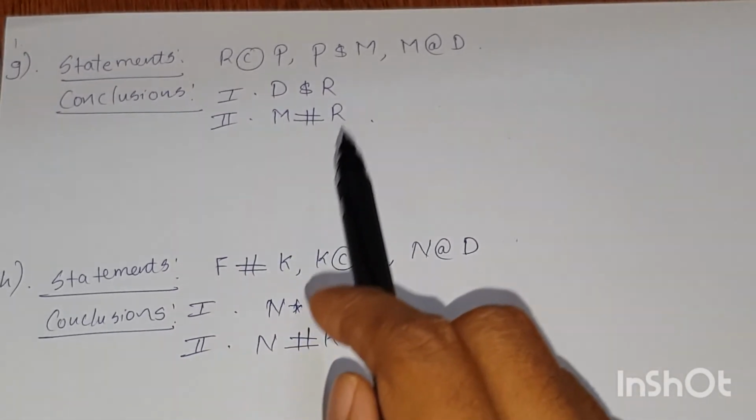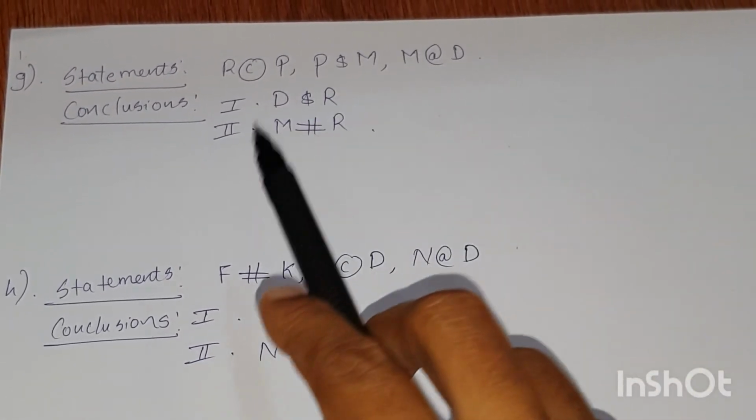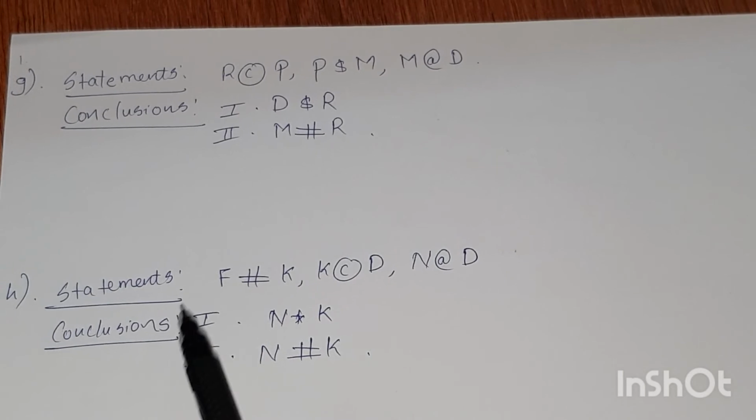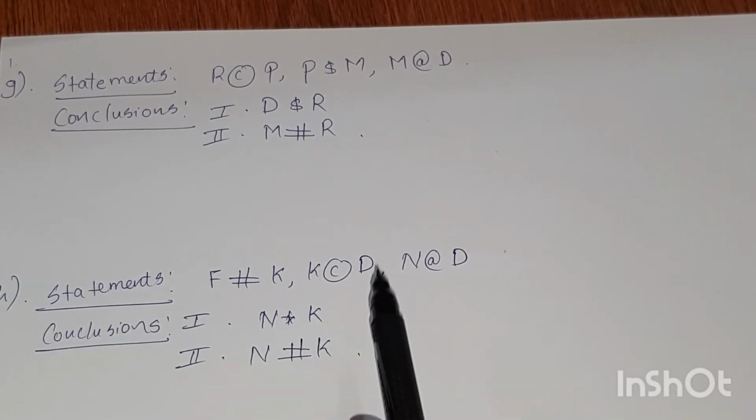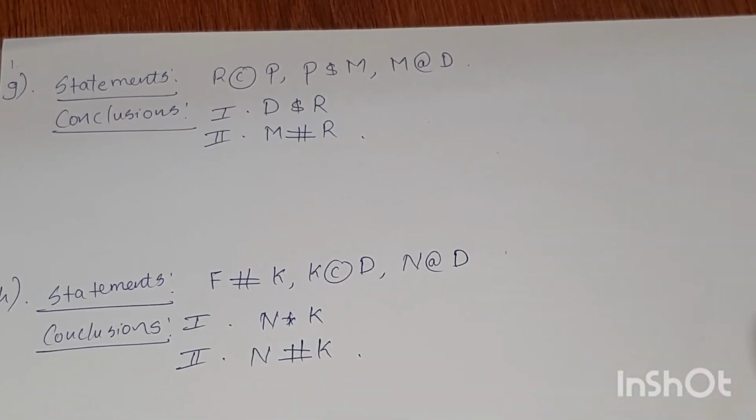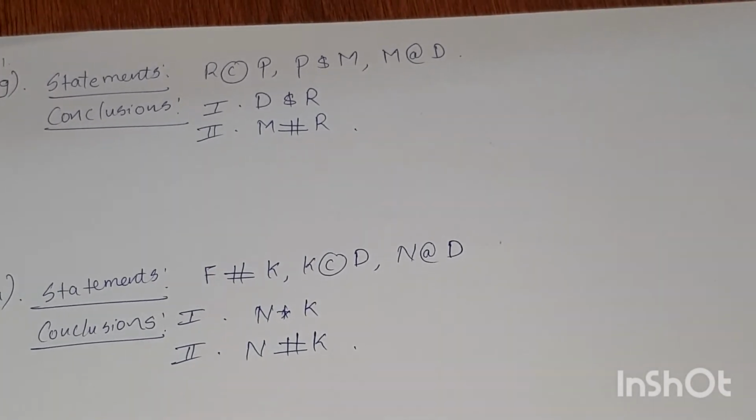Seventh one, statements: R copyright P, P dollar M, M at the rate D. Conclusions: D dollar R, M hash R. Eighth one, F hash K, K copyright D, and N at the rate D are statements. Conclusions: N star K, N hash K.